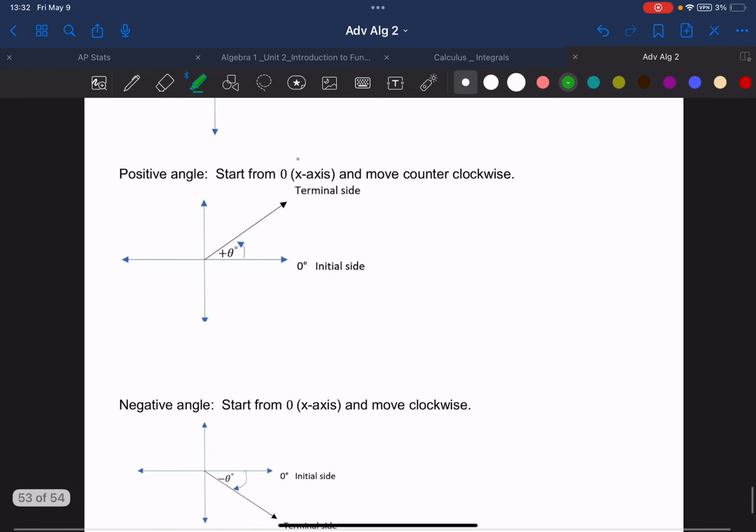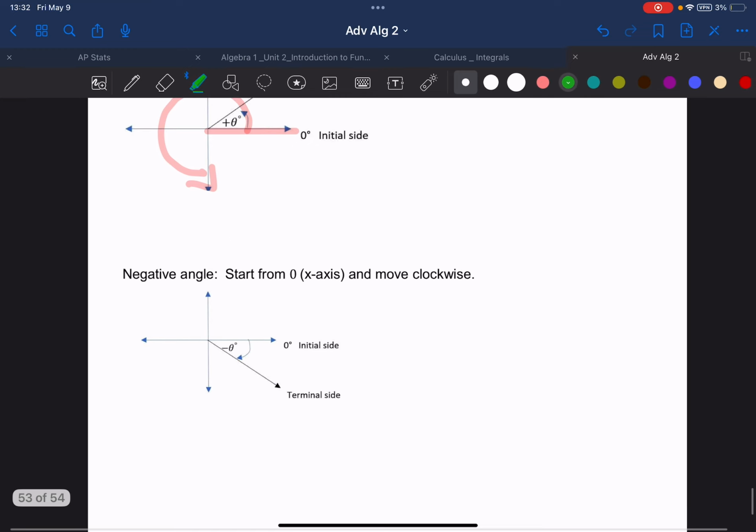Okay. Then we have a positive angle, and that positive angle starts right here at the standard position at the positive side of the x-axis, and it goes counterclockwise. Okay, remember counterclockwise means it's going this way. And when it goes counterclockwise, we get a positive theta value, which means we get a positive angle.